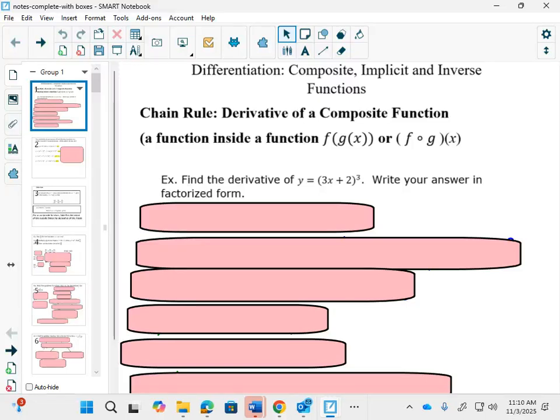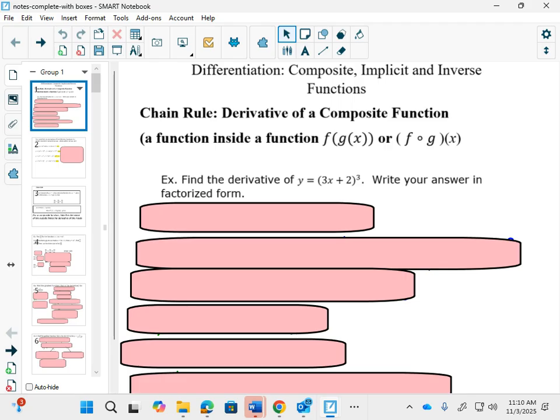So in our new unit, the first thing we're starting with is the chain rule, because often what happens in math is you have one function embedded inside of another function. Composition of functions. We usually write it like this, f of g of x.